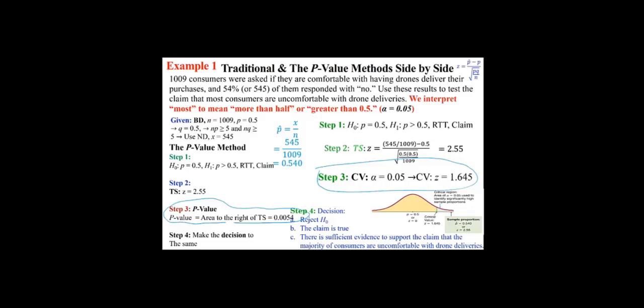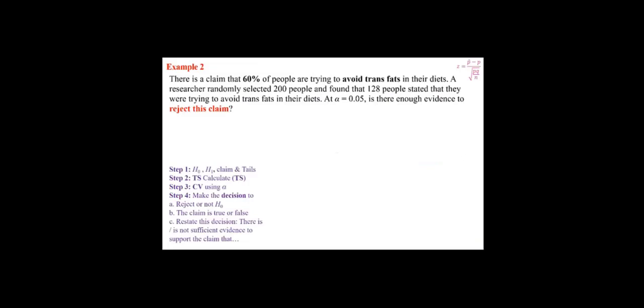Let's go to the next example. There is a claim that 60% of people are trying to avoid trans fats in their diets. A researcher randomly selected 200 people and found that 128 people stated that they were trying to avoid trans fats in their diets. At alpha equals 0.05, is there enough evidence to reject this claim?